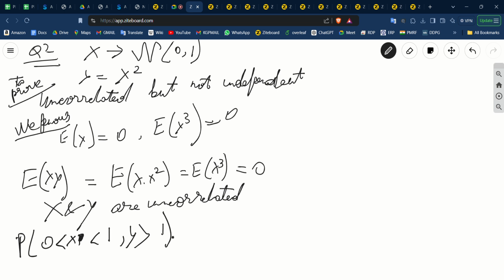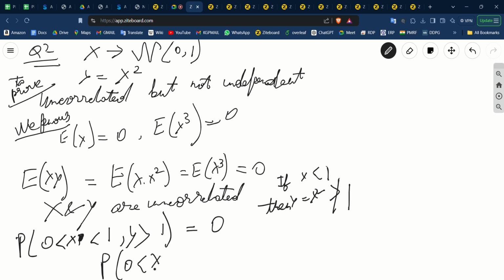See, x is a number between 0 and 1 and y should be greater than 1. But y equals x square. If x is less than 1, y equal to x square is never greater than 1. So the chance of occurrence of this is 0, because y is x square. If x is less than 1, x square cannot be greater than 1. So this is 0. Now let's break it down.